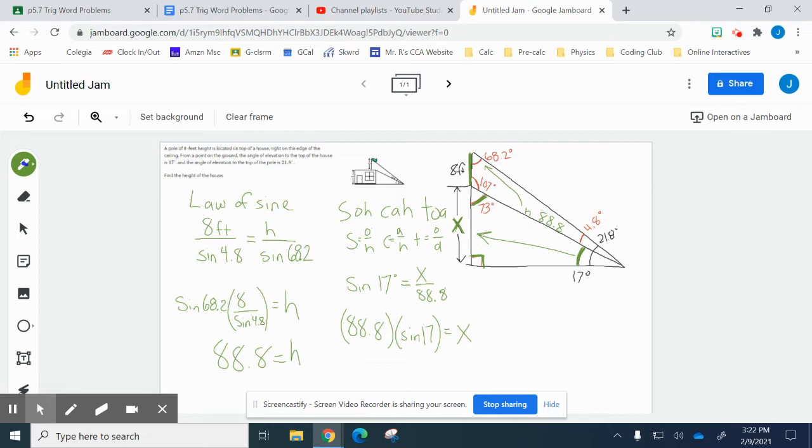88.8 times the sine of 17 degrees. I remember this problem from before. If we're rounding it, it's going to be 26 feet. That's the height of the building. Yeah, that's a really tall single-story building with one door. And that just goes to show you, again, that they don't always do things to scale.